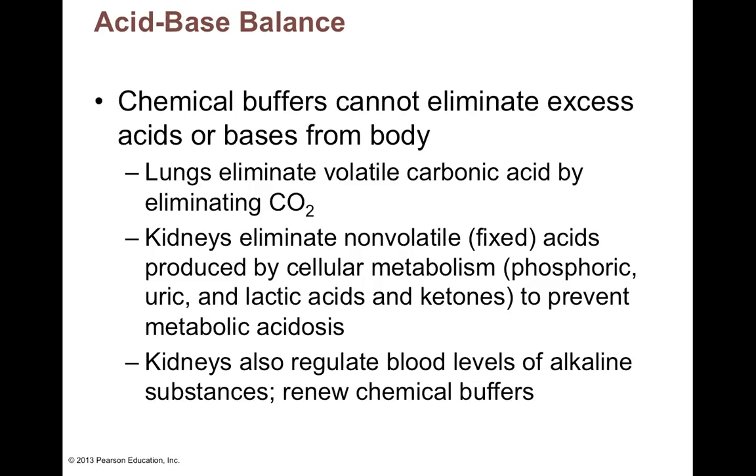Your lungs eliminate carbon dioxide, which is a respiratory acid. You can't breathe out lactic acid or phosphoric acid, because these things aren't gaseous molecules. So your lungs can only breathe out what are called volatile acids. An example of a volatile acid is carbonic acid, because that can turn into a gas, which can volatilize, and which you can breathe out. Your kidneys, though, can get rid of excess metabolic acids like lactic acid or keto acids.